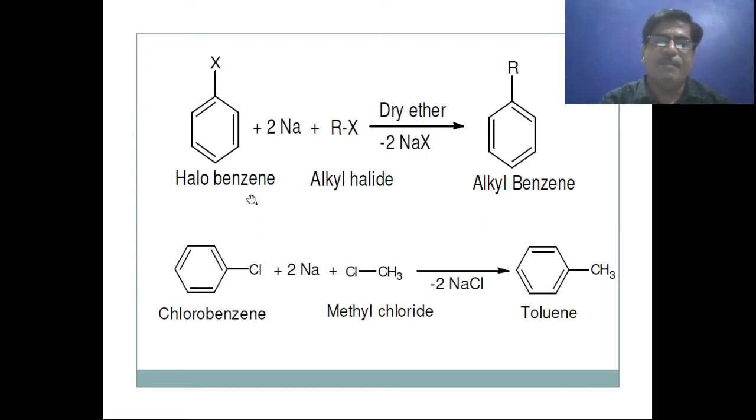In the second example, chlorobenzene is taken as the halobenzene. Chlorobenzene reacts with methyl chloride in the presence of sodium in dry ether to form toluene. So this is a general example, and it shows how toluene is formed from chlorobenzene, or how chlorobenzene is converted into toluene via the Wurtz-Fittig reaction.